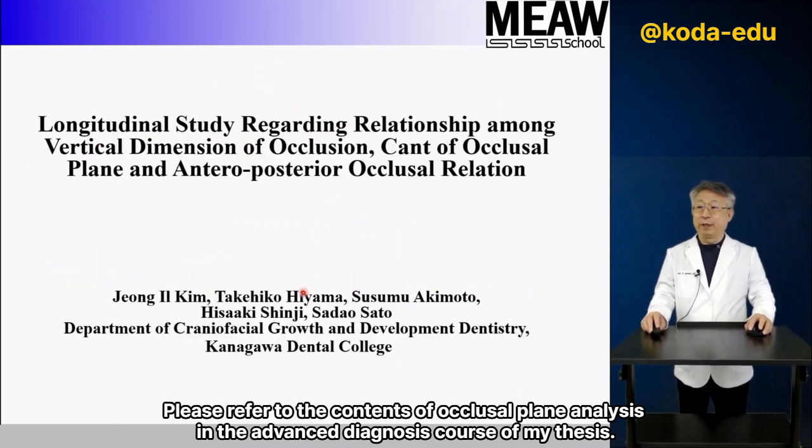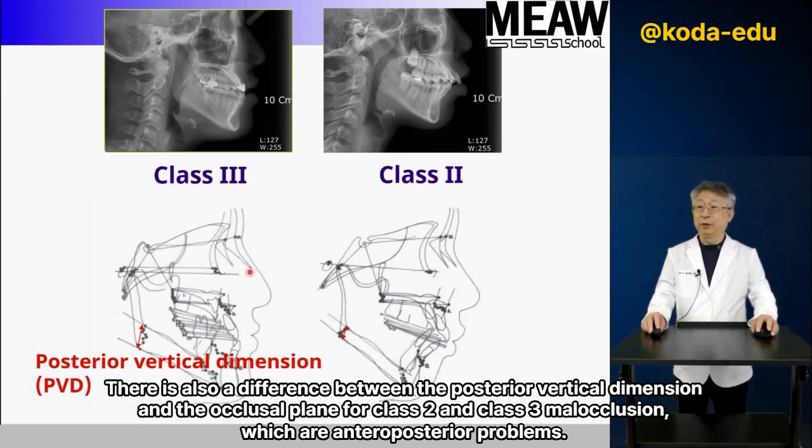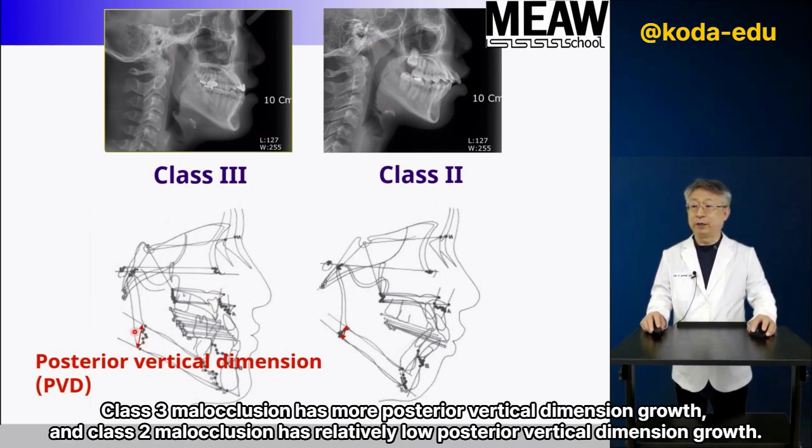Please refer to the contents of occlusal plane analysis in the advanced diagnosis course of my thesis. There is also a difference between the posterior vertical dimension and the occlusal plane for class 2 and class 3 malocclusion, which are anteroposterior problems. Class 3 malocclusion has more posterior vertical dimension growth, and class 2 malocclusion has relatively low posterior vertical dimension growth.